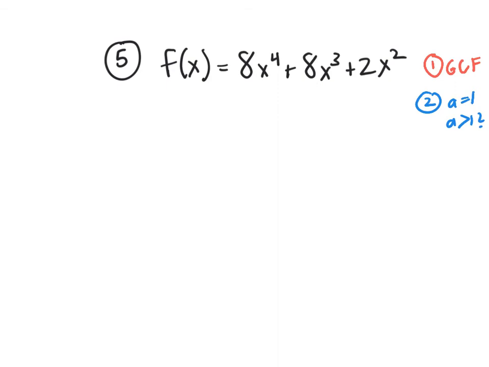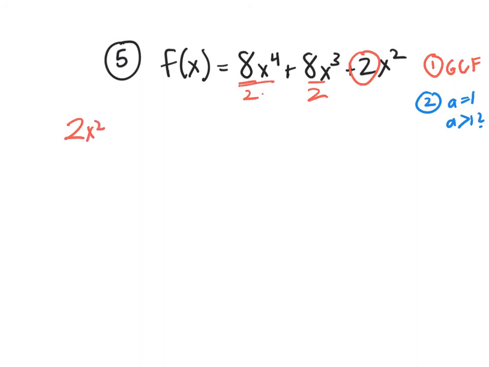So my number out front, I notice the smallest one is 2, and I notice I can divide 8 by 2 and I can divide 8 by 2. So the first part of my GCF is going to be 2. And then I notice I have x to the 4th, x cubed, and x squared. So we're going to want to take the smallest exponent there. So 2x squared is going to be my GCF.